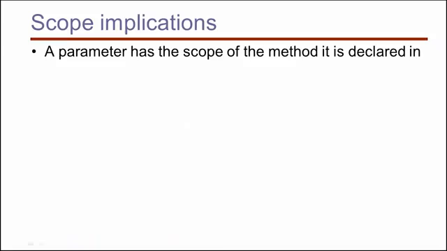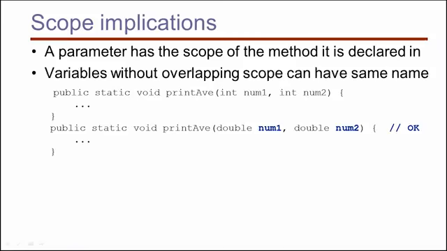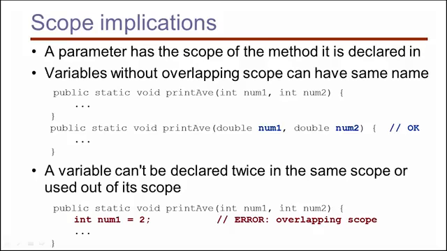The scope of a method parameter is the entire method in which it is declared. Now, variables that do not have overlapping scopes can use the same name. This allows all our overloaded print average methods to also have parameters that reuse the same name. But Java does not allow variables with overlapping scopes to have the same name.